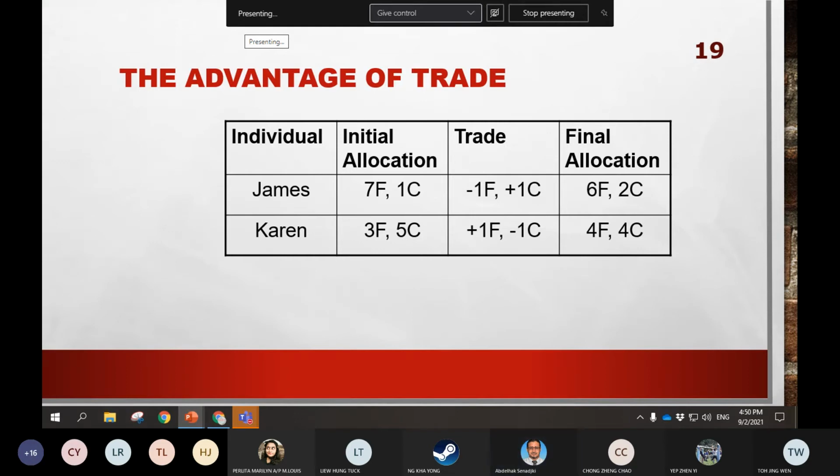Now, to decide whether the trade would be advantageous or beneficial for both parties, we should know their preferences for both food and clothes. So we suppose that Karen has a lot of clothing and a little food.